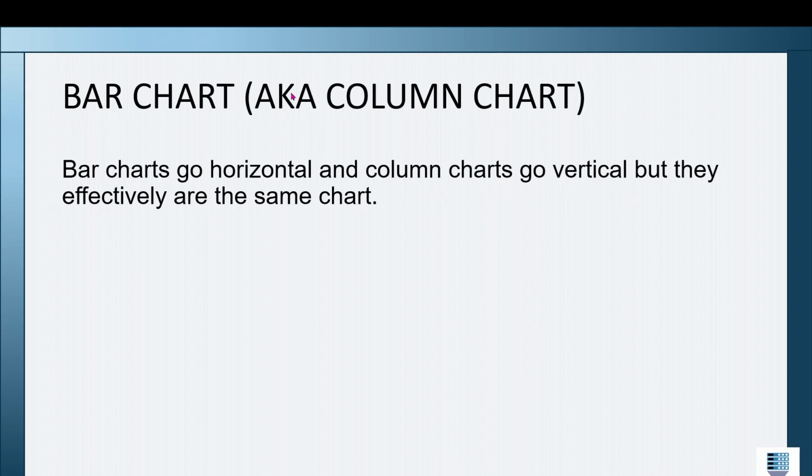Bar charts and column charts, I use these interchangeably. Technically, bar charts go horizontal and column charts go up and down vertical. Effectively, a bar chart and a column chart are just identical charts. It just depends on how they're flipped. Okay.